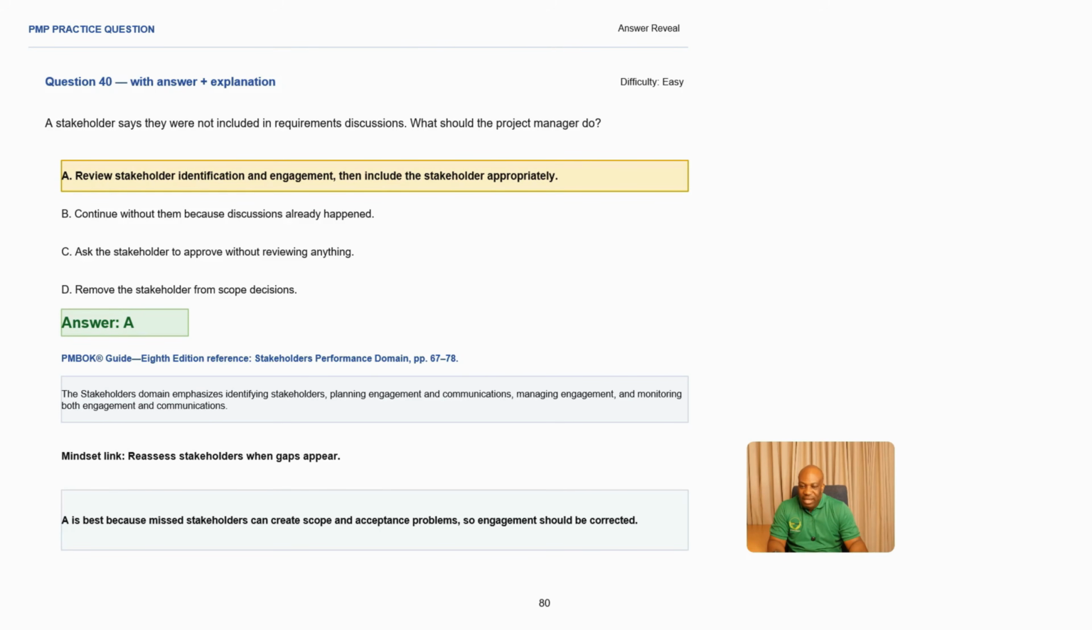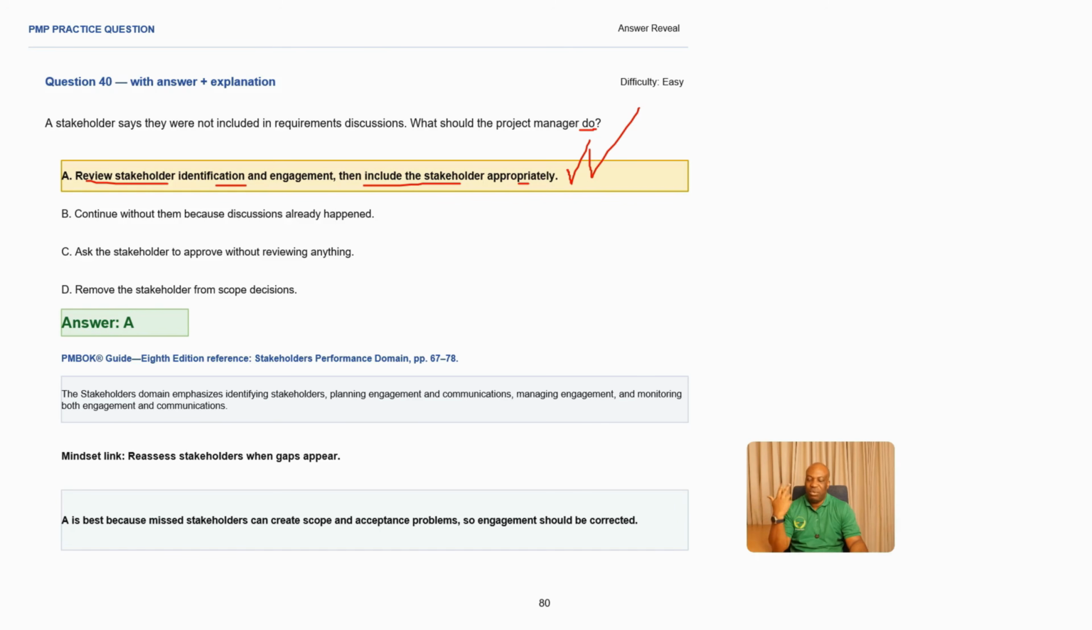So A is the best answer in this scenario. You need to review stakeholder identification, engagement, and then include them in the appropriate way. The word review is going to help you to gain more information. Remember, what are you supposed to do first as a project manager? The first thing is to understand, to get more information. So how do you get information?